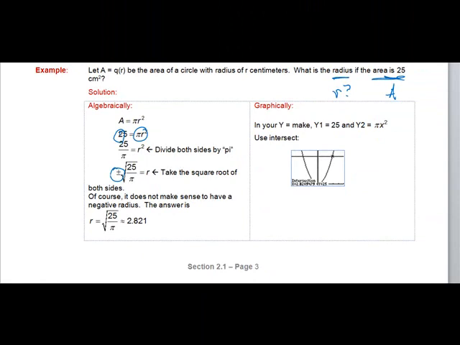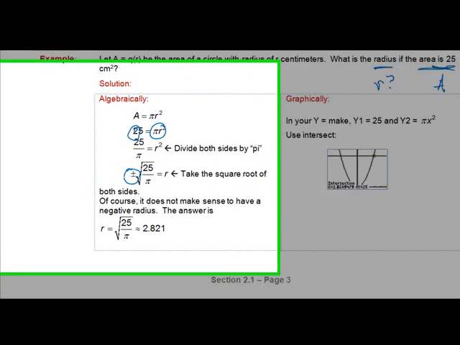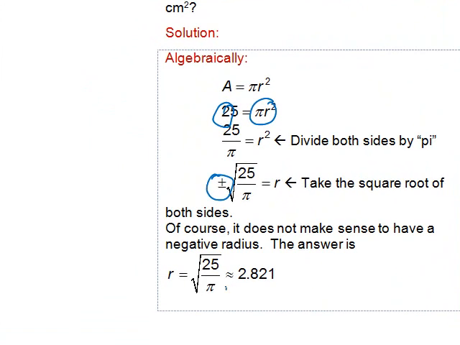That's the exact answer. If we wanted the approximate answer, if we put that in our calculator, we would end up getting approximately 2.821. And notice when I did this, once again, I don't use the equal sign, I use the approximately equal to sign. So if you put it in the calculator and it does not come out even, we want to make sure we use the approximately equal to.